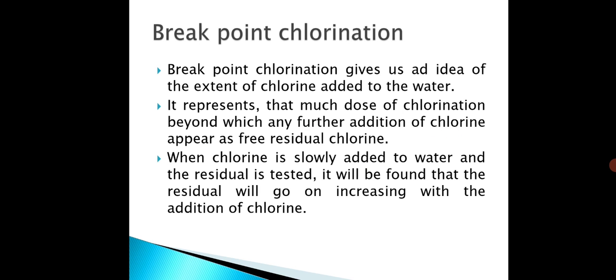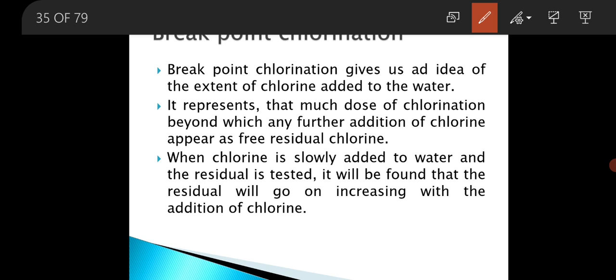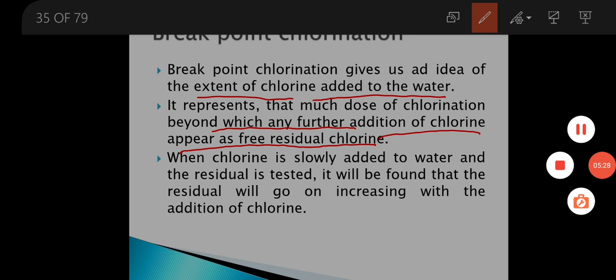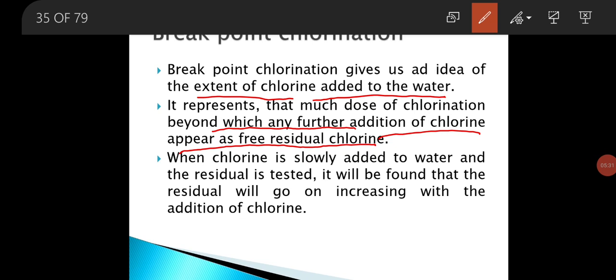Then breakpoint chlorination. Breakpoint chlorination gives us an idea of the extent of chlorine added to the water. In fact, it represents that much dose of chlorination beyond which any further addition of chlorine appears as free residual chlorine. So, when chlorine is slowly added to water and the residual is tested, it will be found that the residual will go on increasing with the addition of chlorine.